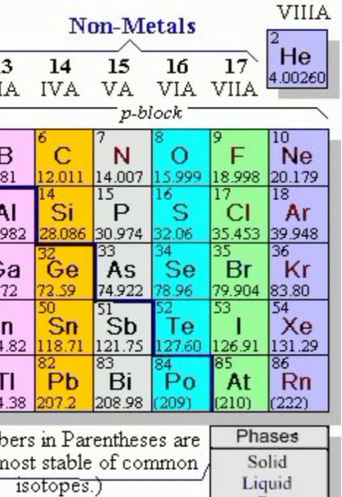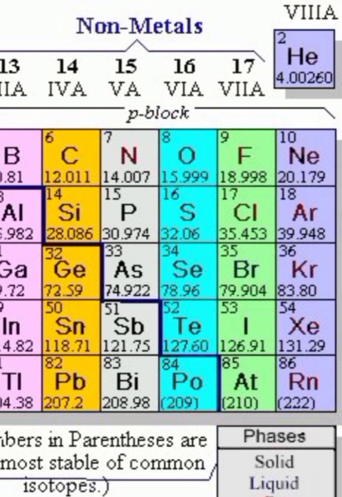Now, group 7, which is group 17, has 7 electrons in the outermost shell, so it will be very easy. It will be easier to gain 1 more than to lose 7.